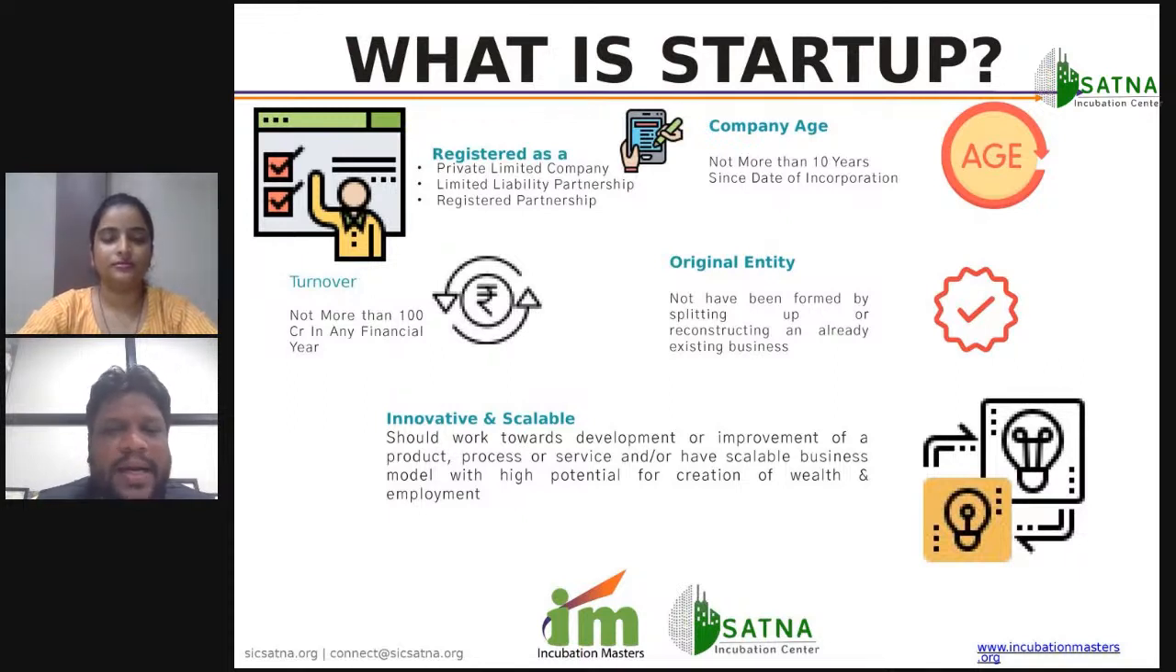If you are meeting all these criteria, your company should be under the three categories, and it should not be older than 10 years. Turnover should not be 100 crores or more, and your original formation should be there. It should not come up from an existing business, and the business should involve innovation. Then definitely, if you are meeting these criteria, you are eligible to take the benefit under the startup scheme. So we can move to the next slide.